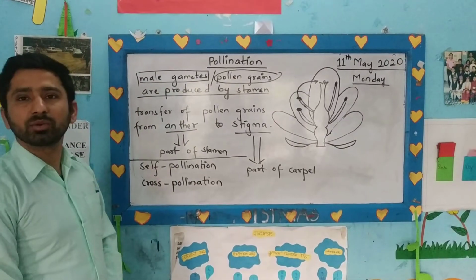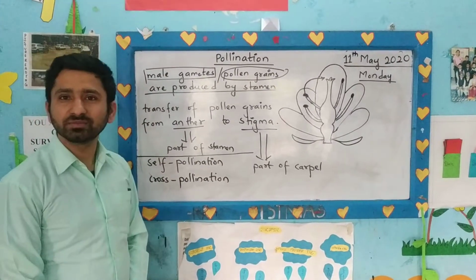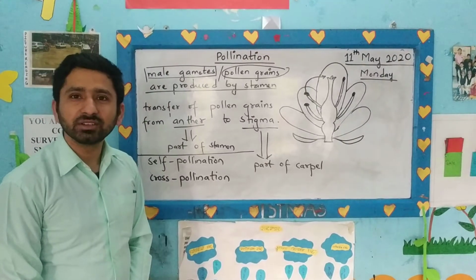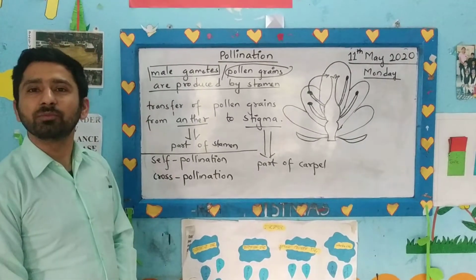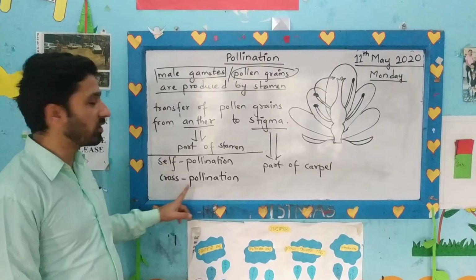In today's chapter, we studied about pollination, its types, and the role of pollinators in cross-pollination.